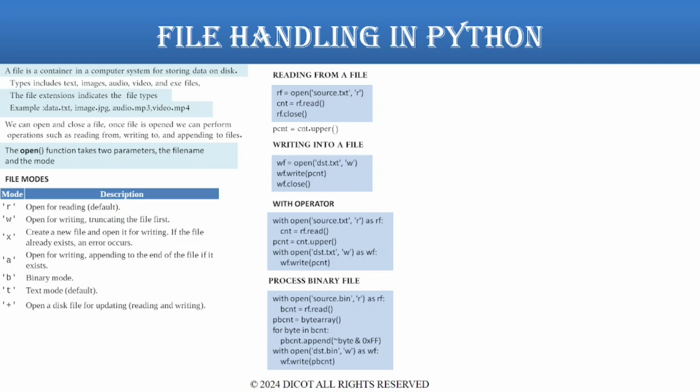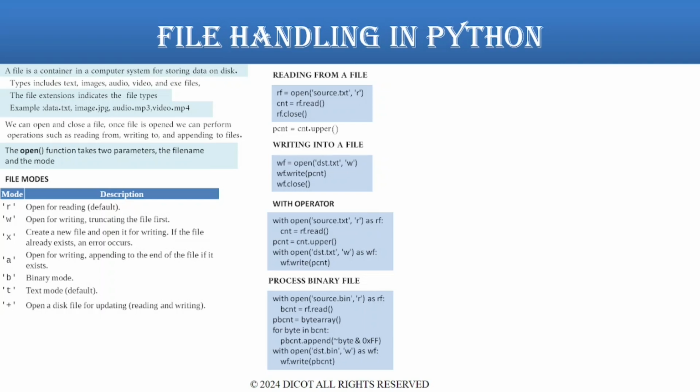Here is the logic. The variable pbcnt is of type byte array, a data type to process the data in binary. Using a for loop, we are accessing every byte in this byte array and inverting its bits. Now, at the end of the loop, we will have the inverted bits in the byte array pbcnt, which we will write to the binary file dst.bin.